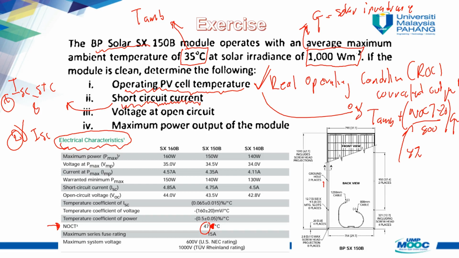Yes, sir. What is the value for ISC? 4.75 ampere. 4.75. Okay, 4.75 amps is the value for the ISC STC. Okay. Next. What is the value of the temperature coefficient for ISC?